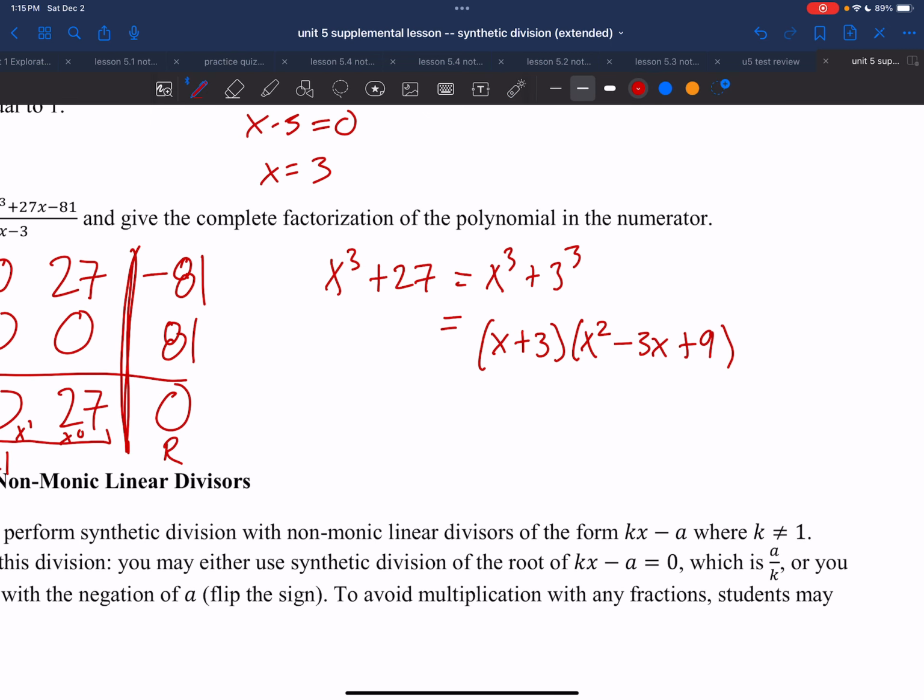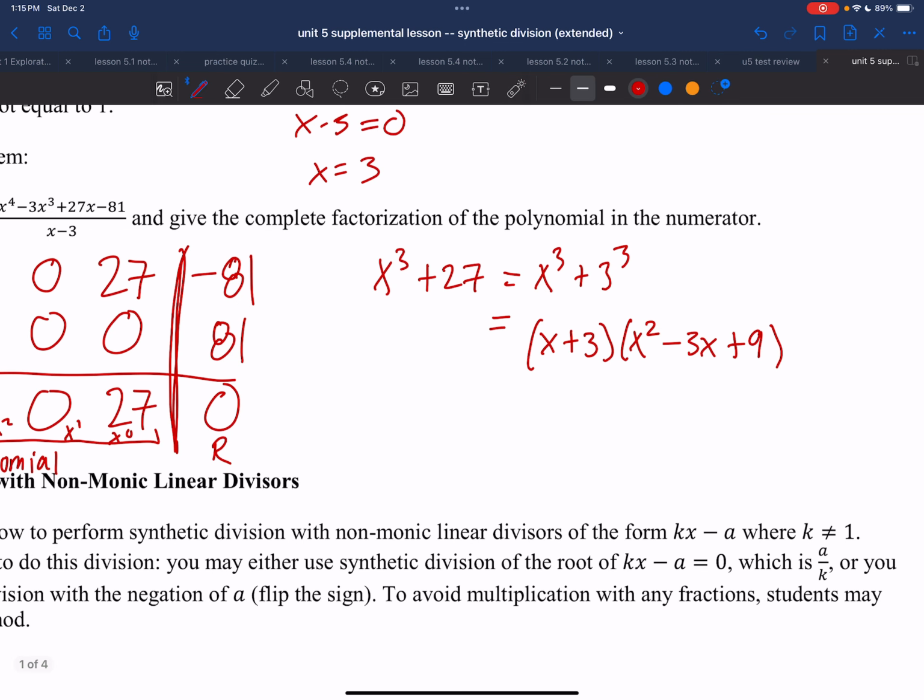And so if you ask, what's the complete factorization of this polynomial? Well, it's x minus 3, right? So the complete factorization is x minus 3 times this quotient polynomial. So x plus 3, x squared minus 3x plus 9.